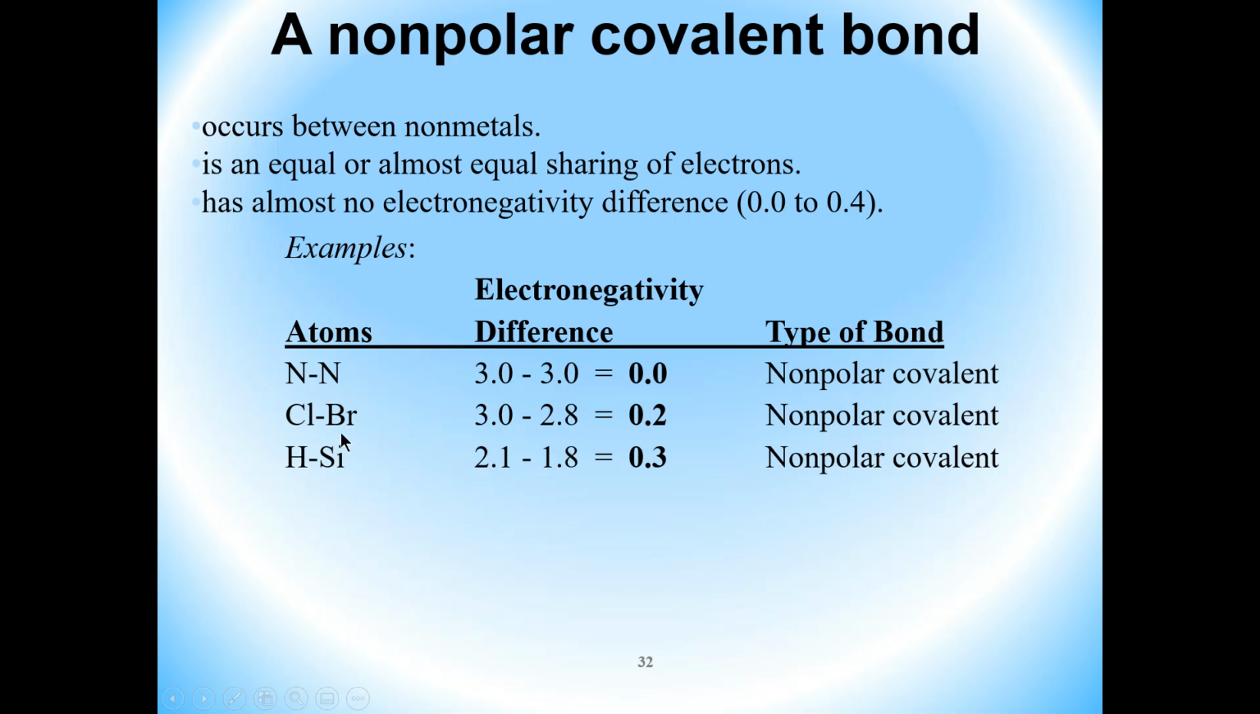But if you look at this case, where you have chlorine bonded to bromine, the difference in their electronegativity values is 0.2, which falls within the range here. So based on this criteria, this bond would be nonpolar covalent. Here's another example. The bond between the hydrogen and silicon atom, the difference is 0.3, which again lies within this range. So that bond is considered to be nonpolar covalent.